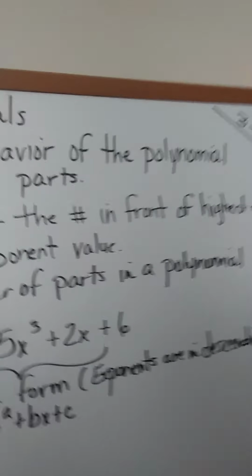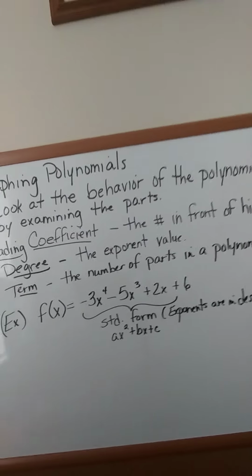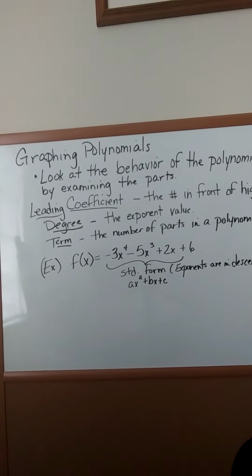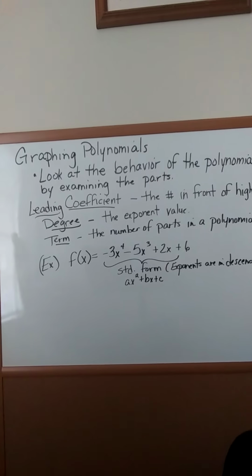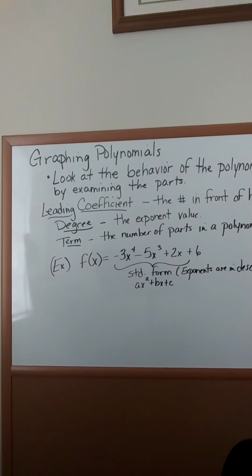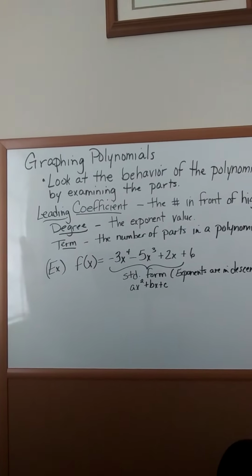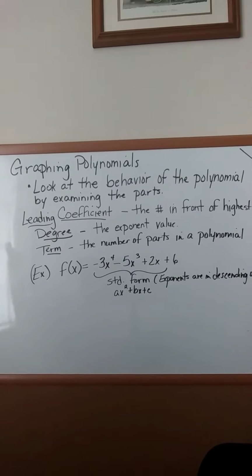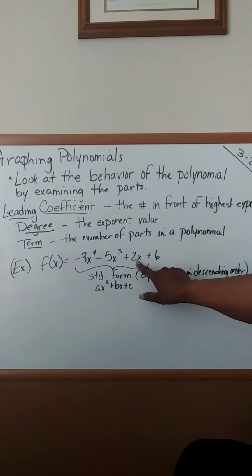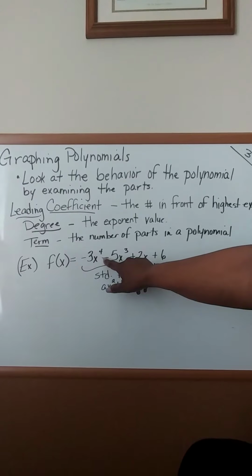Okay, I hope you're ready. I'm going to turn this around so that you can see what I've done. Okay, so let's talk about graphing polynomials. When you look at the behavior of a polynomial, I want you to examine the parts of the polynomial. And down here, there's an example of a polynomial. This one goes to the 4th degree.